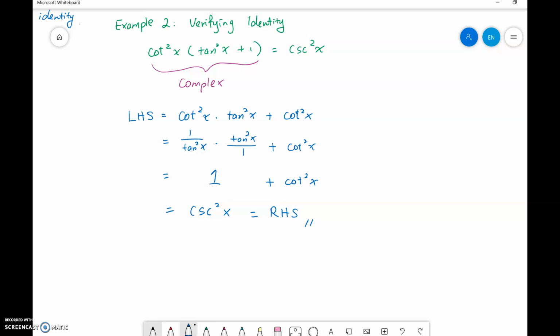For this example, you can follow up by trying tangent squared x times 1 plus cotangent squared x equals 1 over 1 minus sine squared x.